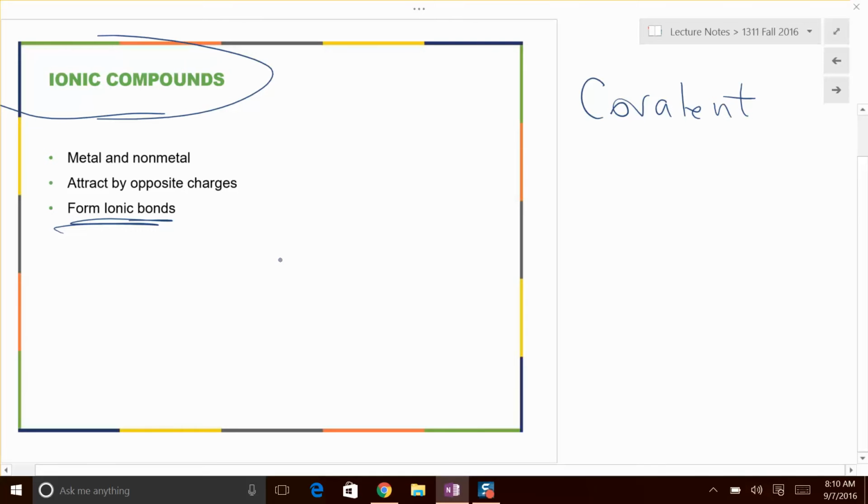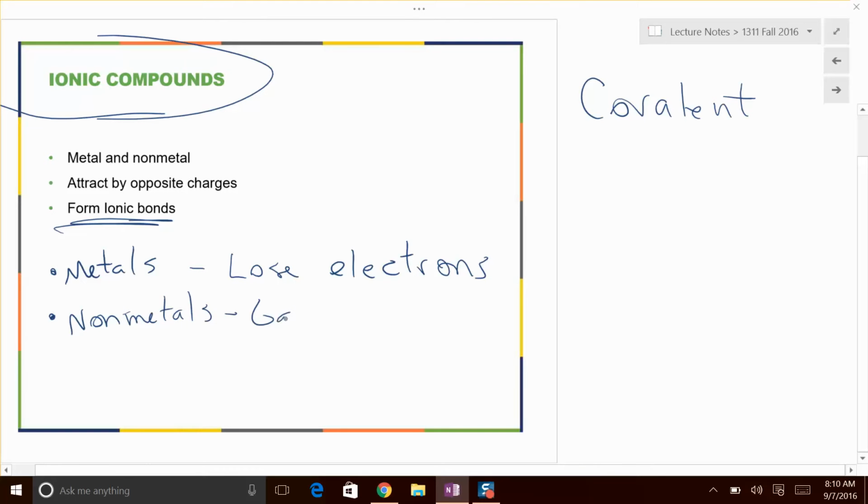Okay, so metals, I'm going to add here, metals lose electrons. Nonmetals gain electrons. Those are their tendencies. If you are a metal, you will lose electrons and you will become a positively charged element. You'll become ionic with a positive charge.